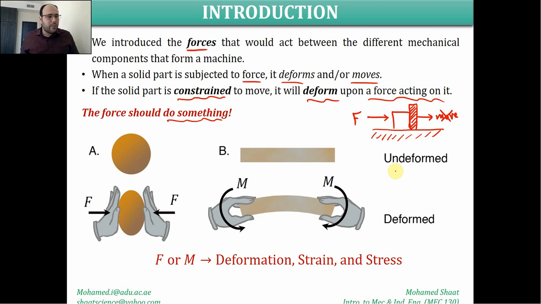So there is no movement, but instead, the force should do something. If nothing happens to this box, in terms of movement or a change of the shape, it means that definitely there shouldn't be any force.